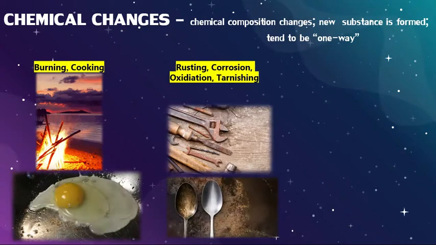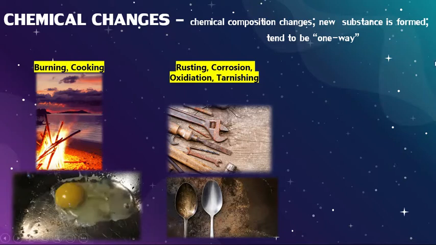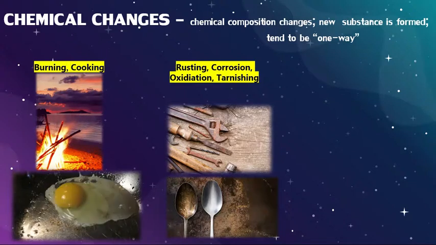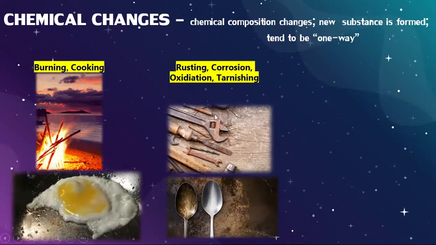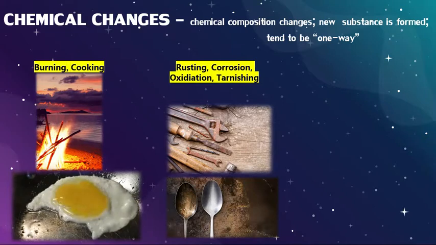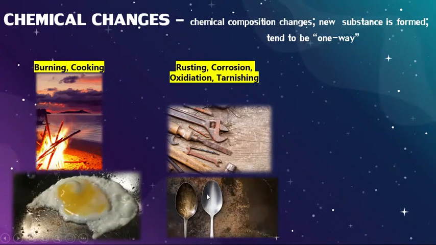Okay, here we have rusting, corrosion, oxidation, tarnishing. These are all chemical changes. If you take a look at the top picture of the rusty tools, these tools have been left out probably for some time, and they have reacted with the oxygen in the air. The iron in these tools reacts with the oxygen in the air to produce iron(III) oxide, also commonly known as rust. So that's a new chemical compound that's formed. And then down here we have a silver spoon. Over time, when silver is exposed to the air, it will react with the hydrogen sulfide gas present in the air and will appear tarnished, as shown in this picture.